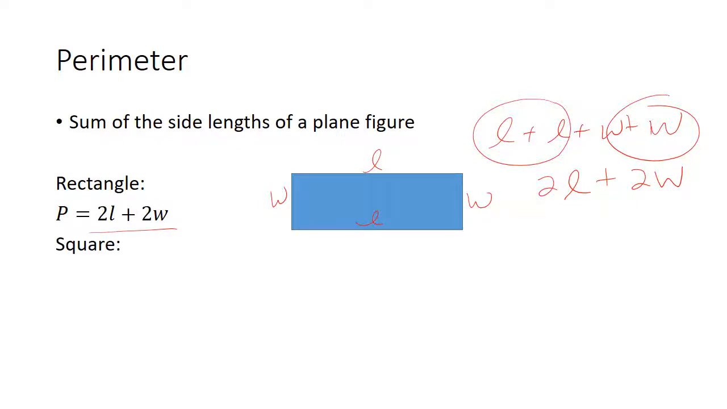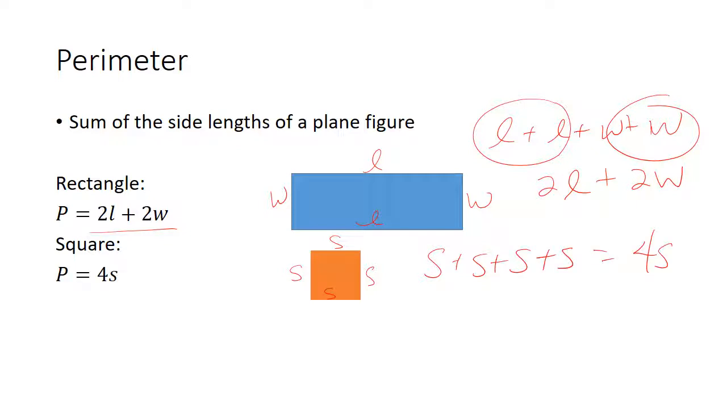In a square, square by definition means that all the sides are the same. So if we have a square, we could say that each of the sides are the same. So we could say we have our 4 sides, which would be S plus S plus S plus S, or 4S. So that's going to be the formula that we would use for a square.